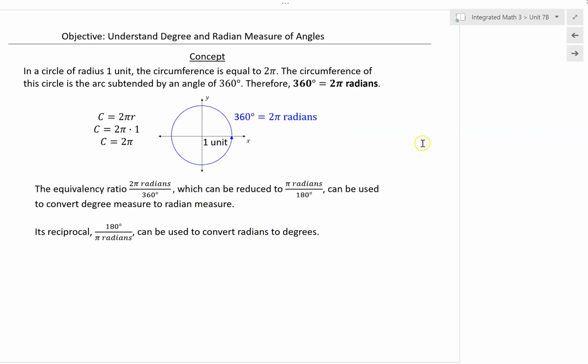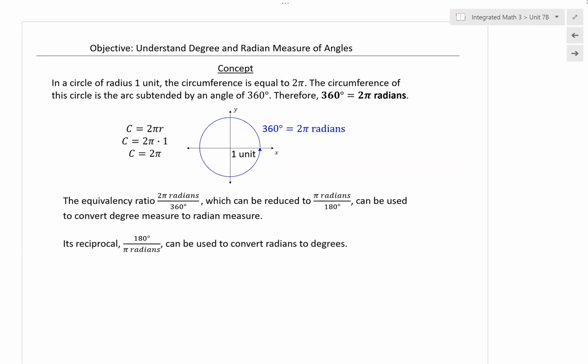So let's talk about how we go from degrees to radians. I'm going to start with the idea of the circumference of a circle, meaning the perimeter, the outside of a circle. You learned in middle school that the circumference is equal to 2 pi times the radius. Well, what we use is a radius of 1 unit. So this distance right here is 1 unit. If I substitute that into the formula, the circumference is 2 pi. So 360 degrees, if I go all the way around the circle, in radians would be 2 pi.